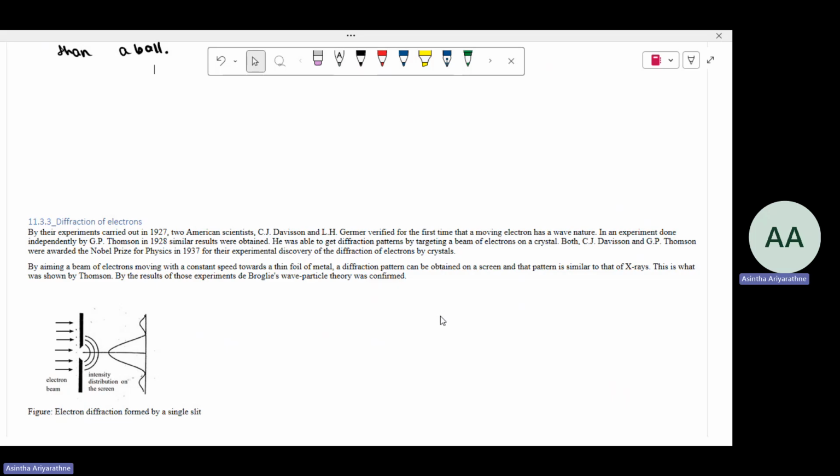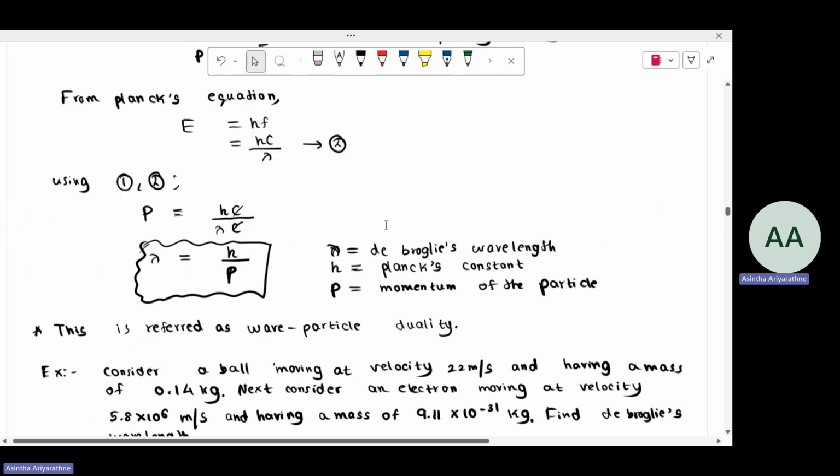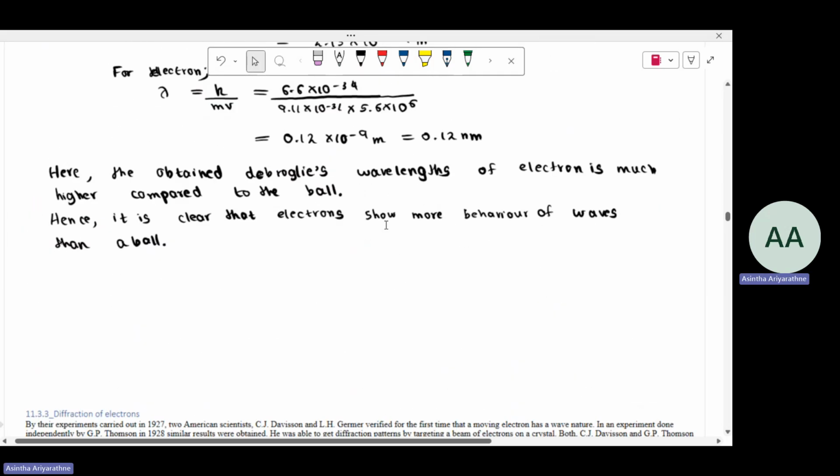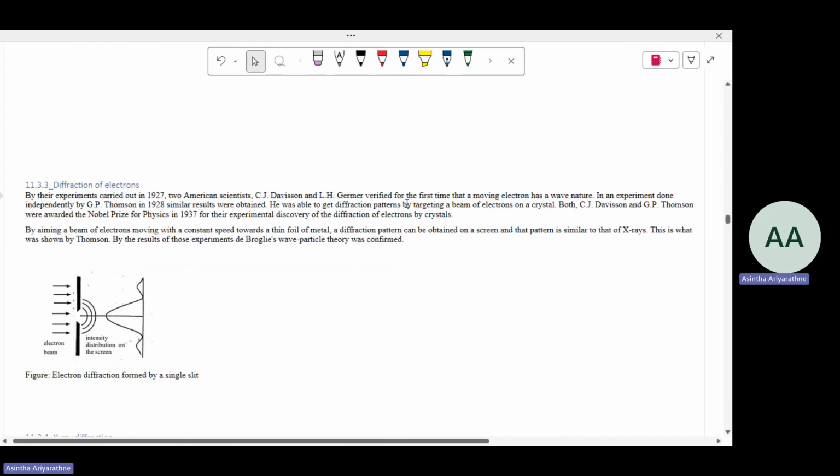The two scientists, C.J. Davisson and L.H. Germer, verified it for the first time. So this is just a concept, the latest concept. Then the de Broglie theorem was verified by L.H. Germer and C.J. Davisson: electrons have wave nature as well.